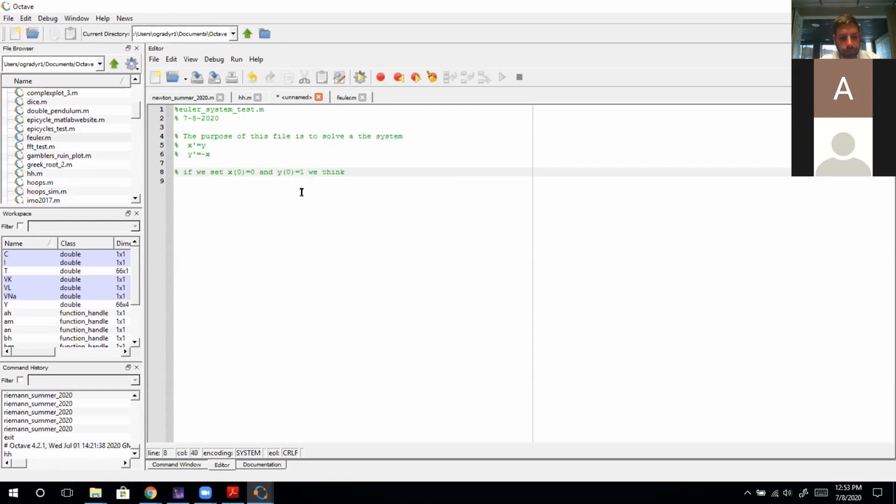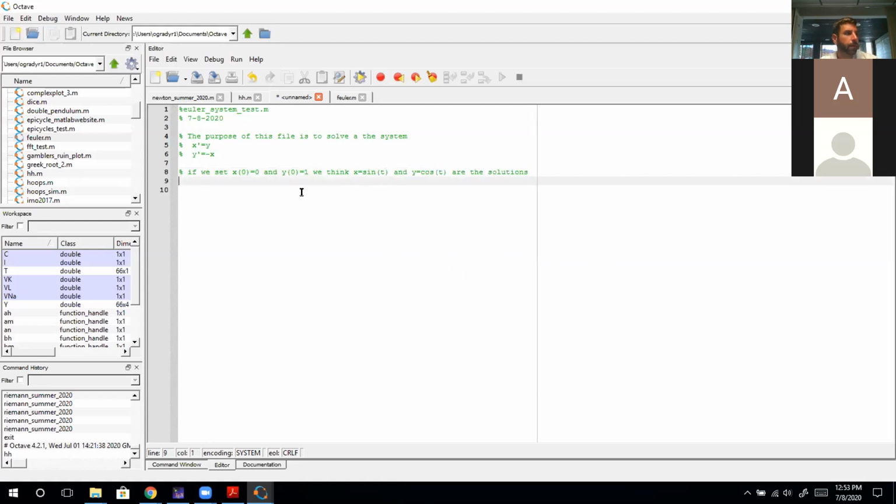So we think that these are the solutions. So again, what am I saying here? Don't forget, if we want to solve a system numerically, we need an initial condition. We have to have a starting point. And so I think I solved it in my head or by a little bit of reasoning. I think that x equals sine is a solution, because if I differentiate sine, I get cosine. And if I differentiate it again, I get negative sine. So I think it's a solution.